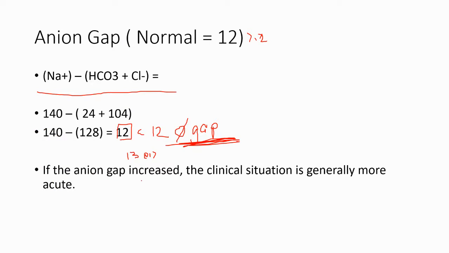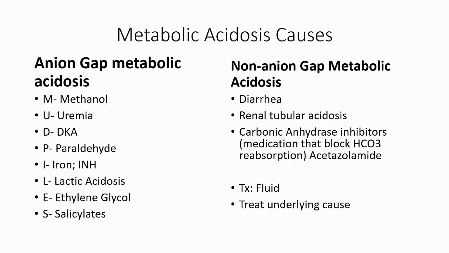If the anion gap is increased, the clinical situation is generally more acute. Somebody's got a gap, something is acutely wrong, something is going on with them. We've got to take the next step. Causes become very important too. So what causes somebody to have a metabolic acidosis? Here are the causes of an anion gap metabolic acidosis, and these are the non-anion gap metabolic acidosis causes.